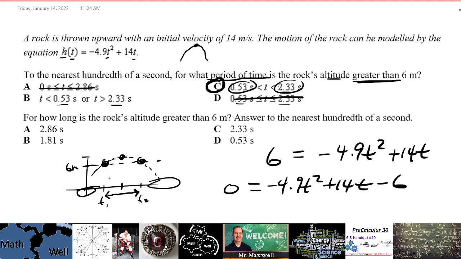Now, for how long is the rock's altitude greater than 6 meters? Okay, again, this is a multiple choice question. If you got question number 1 correct, then you just, I guess, subtract those two. The answer is B, 1.81 then? So again, you're looking for a time period between time 1 and time 2. It appears that time 1 is 0.53 and time 2 is 2.33.